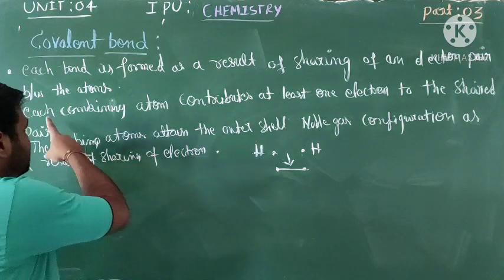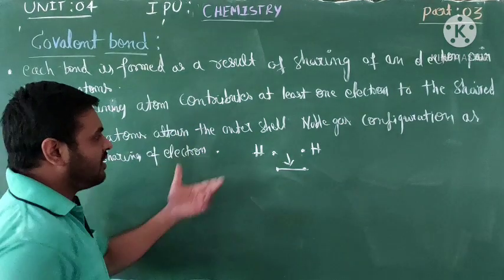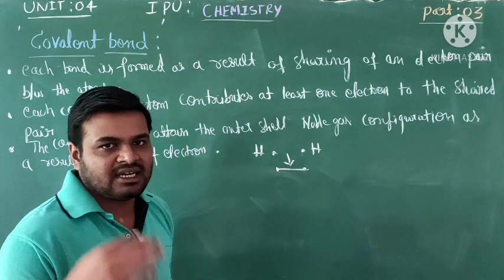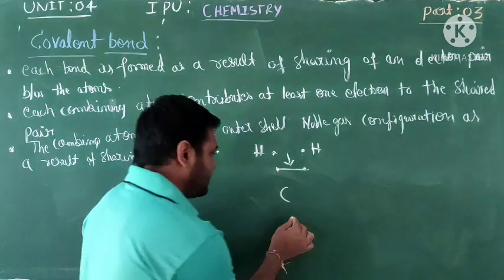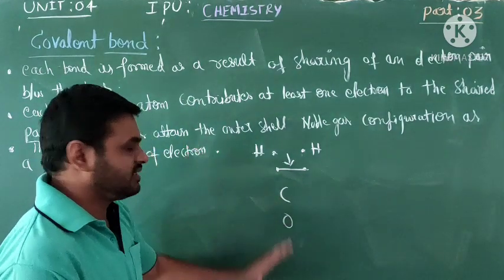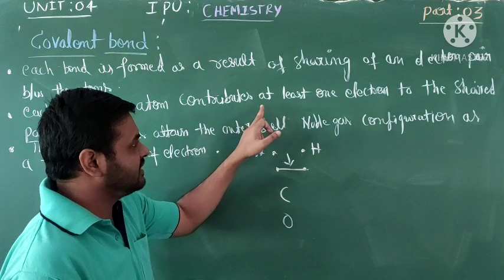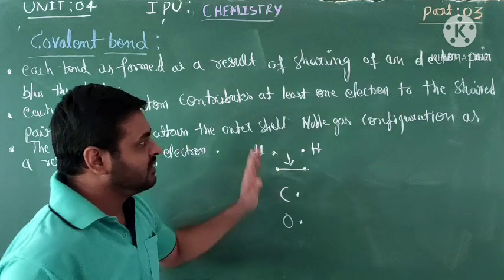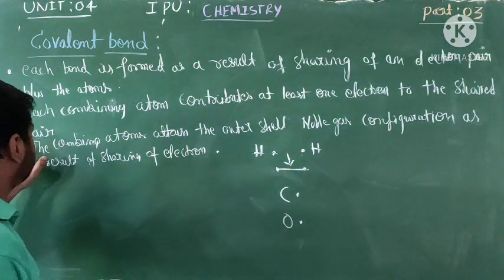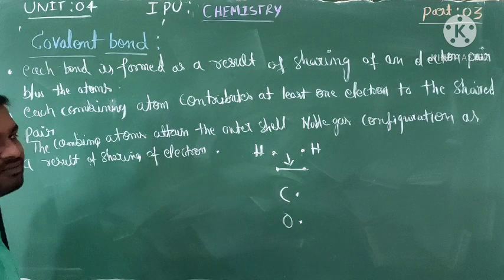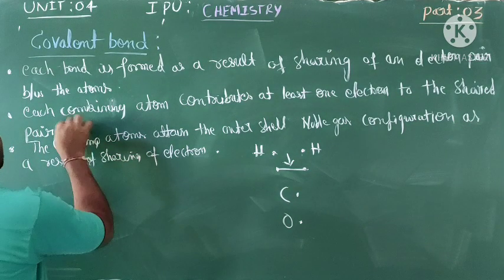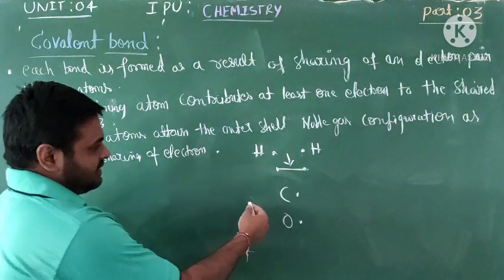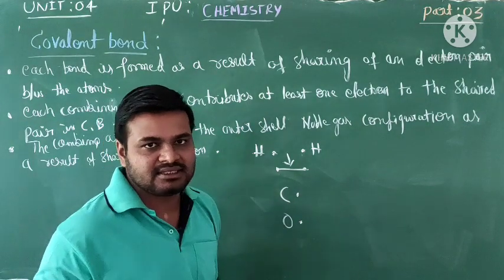Next, each combining atom contributes at least one electron. You take hydrogen, carbon, or oxygen, any atoms contribute at least one electron to share a pair in the formation of a covalent bond. We'll be discussing examples later.